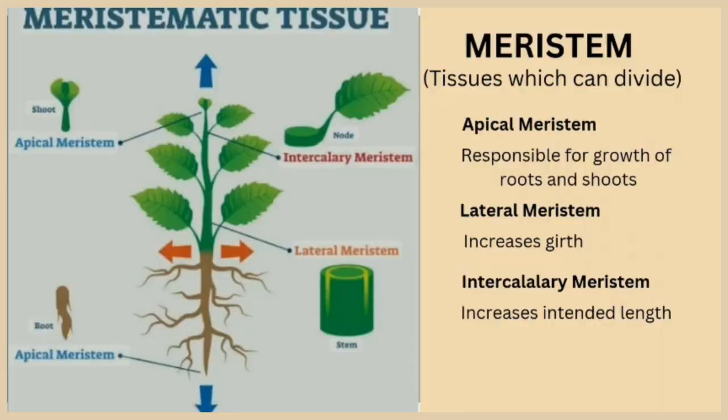What happens to the cells formed by meristematic tissues? They take up a specific role and lose the ability to divide. As a result, they form a permanent tissue. This process of taking up a permanent shape, size, and function is called differentiation. Differentiation leads to the development of various types of permanent tissues.